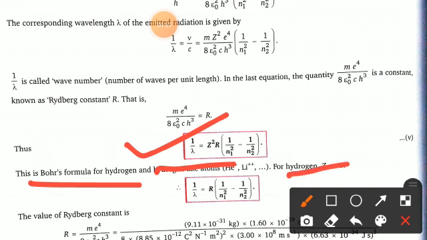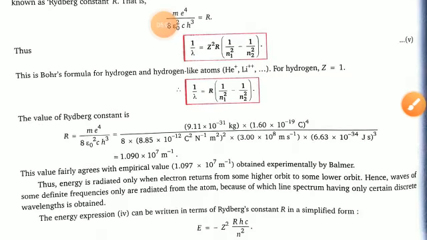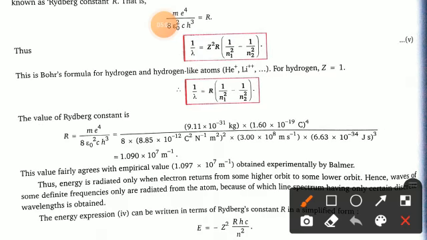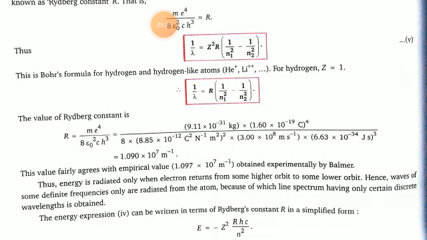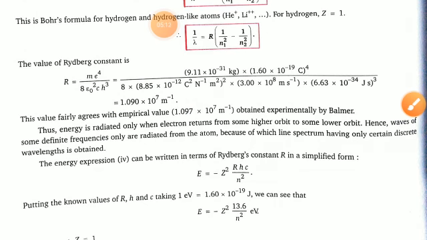So for hydrogen, if we put Z equals to how much? 1, and this equation changes to 1 upon lambda equals R times 1 by n1 square minus 1 by n2 square. And if you have to find the value of the Rydberg constant, it comes out to be 1 multiplied by 10 to the power 7 per meter. This value fairly agrees with the empirical value obtained experimentally by Balmer.